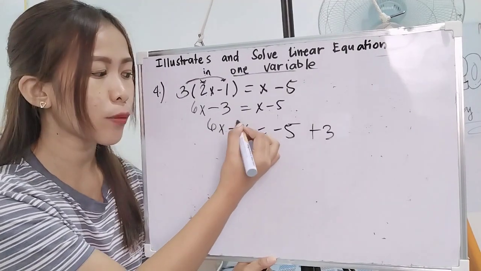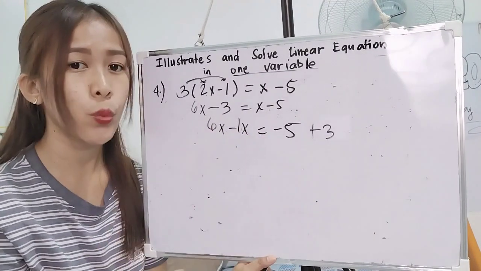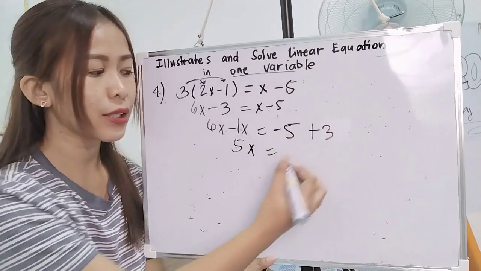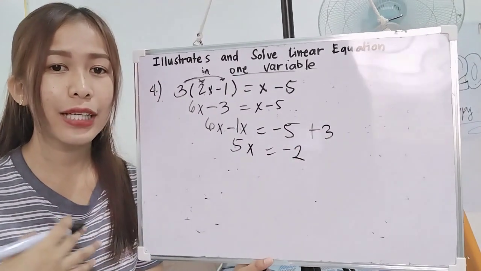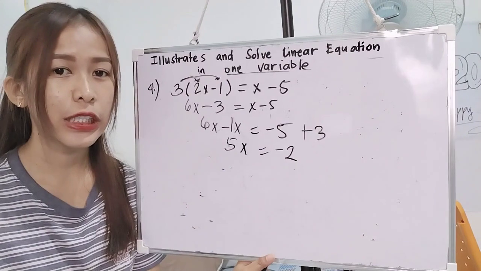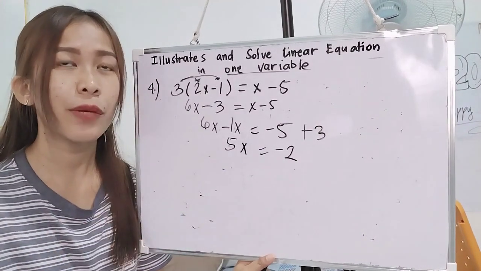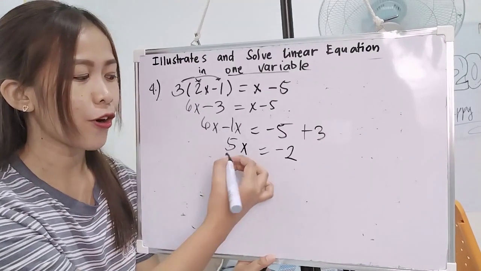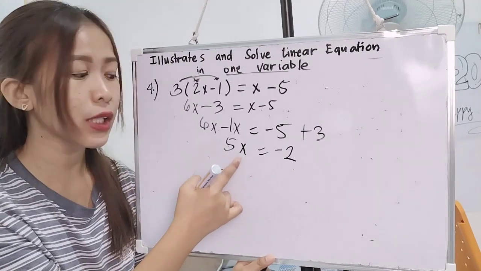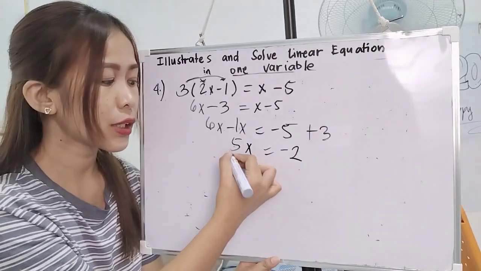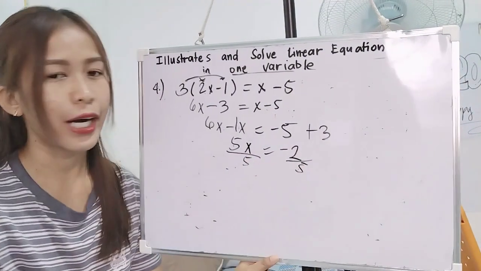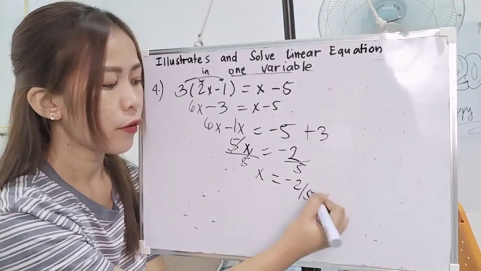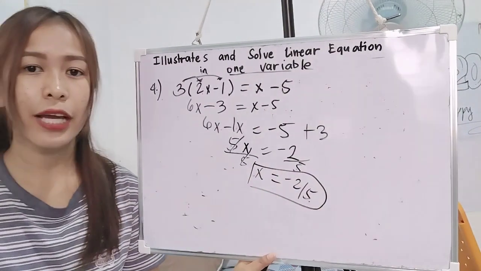6x minus x, dahil automatic may 1 yan, therefore, we have 6 minus 1, and then we have 5x is equal to negative 5 plus 3, that is negative 2. So, kailangan aralin nyo din dito mga bunso, yung rule of integers, okay? Para hindi kayo magkamali kasi isang mali nyo lang sa sign, mali na lahat, okay? Magpapaulit-ulit lang kayo. So, dahil meron pang kasamang 5 si x, we are going to eliminate that by simply dividing both sides by 5. And then cancel, x is equal to negative 2 over 5. Therefore, our solution is negative 2 over 5.